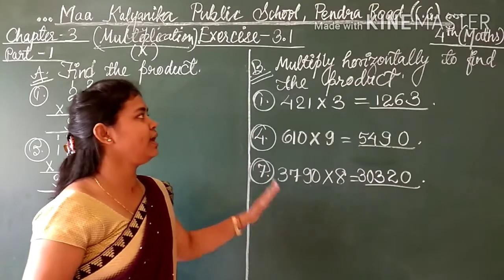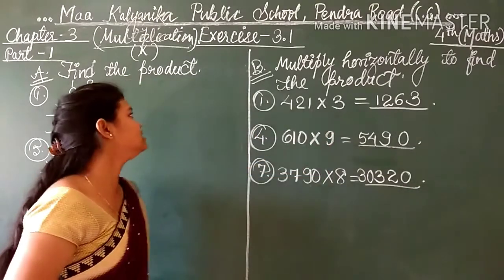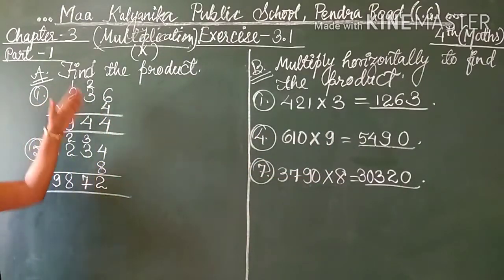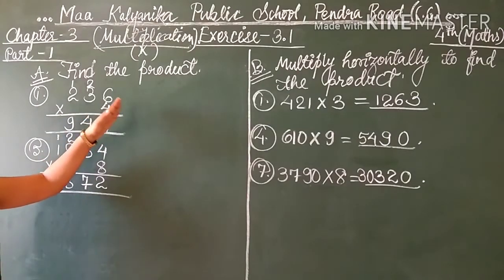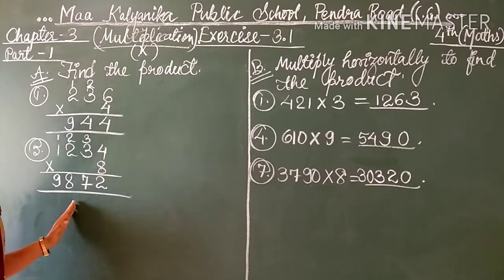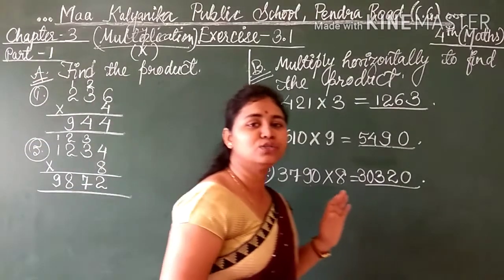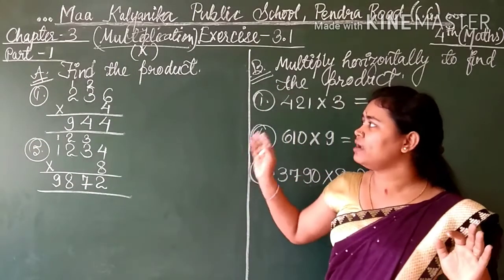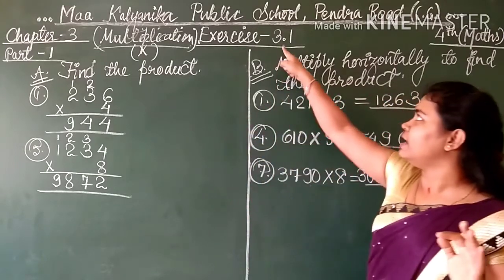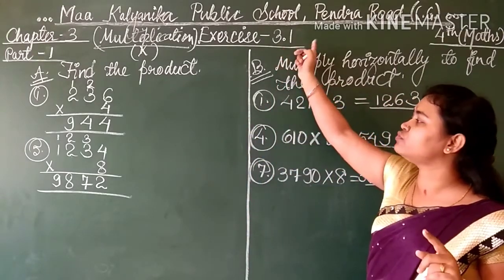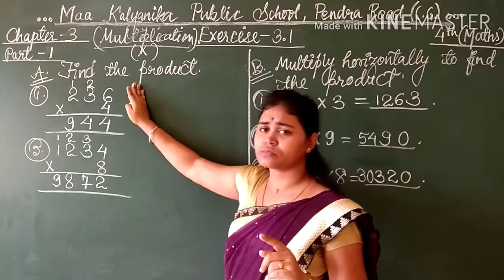So the answer received here, students, is 30,320. So in this way horizontally you can find the answer, and in this way, already written in column, column wise you can find the answer. Means you can say vertically and here horizontally. So students, in this way you can find the product.